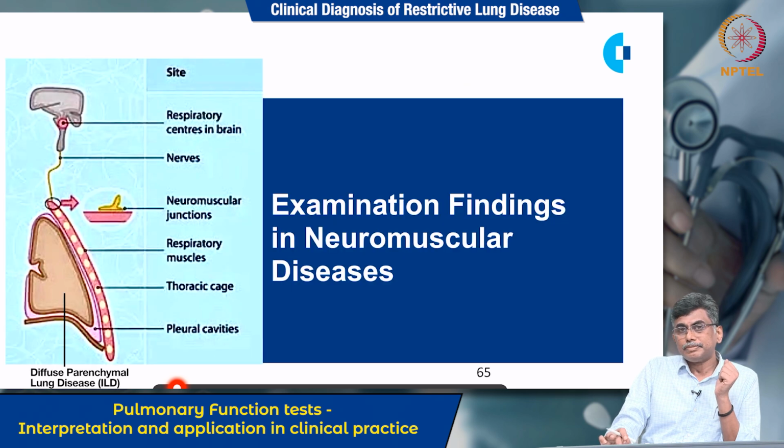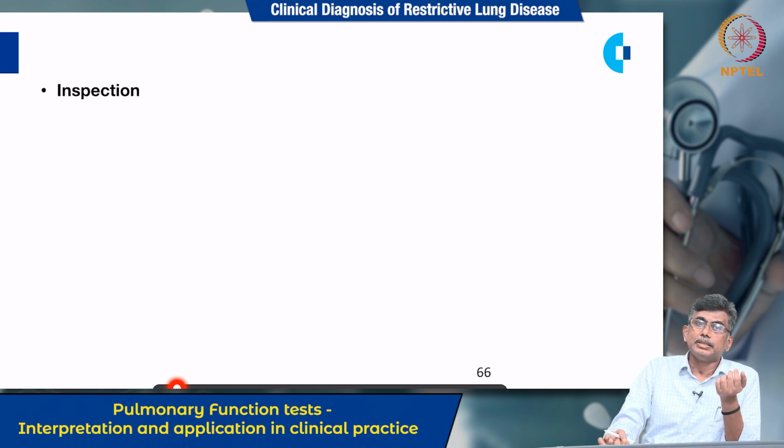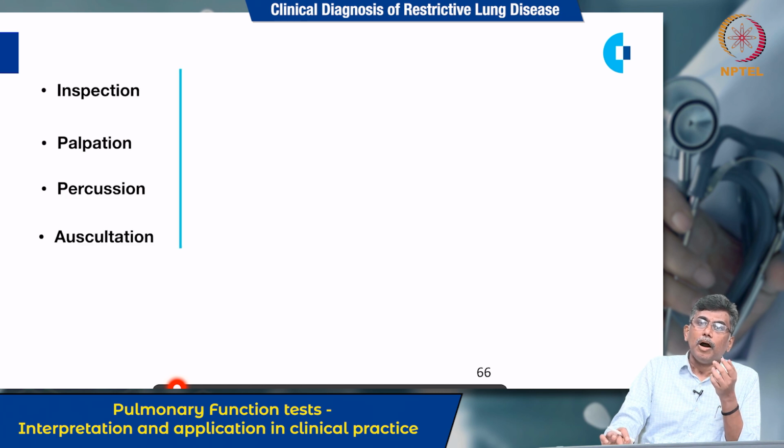Now coming to the third one, that is examination findings in a neuromuscular disease. So here we are going to discuss respiratory muscles, neuromuscular junction, nerve problems. What will be the findings? Generally inspection, palpation, percussion and auscultation of the respiratory system are usually normal.